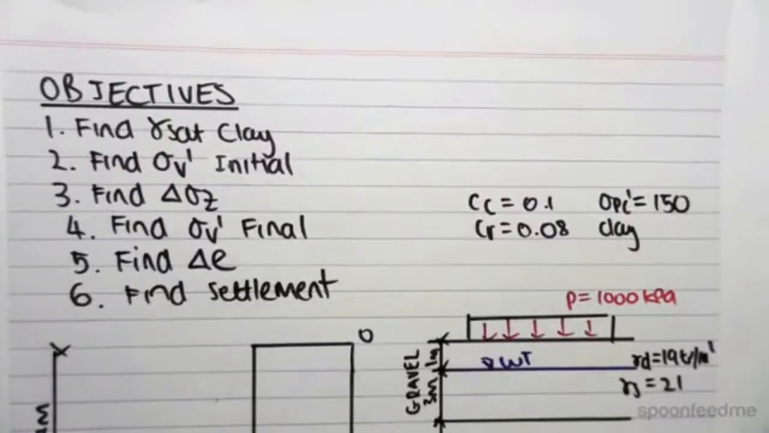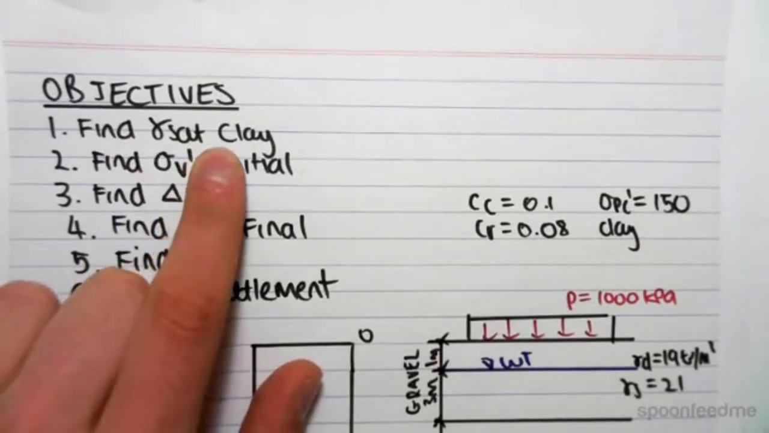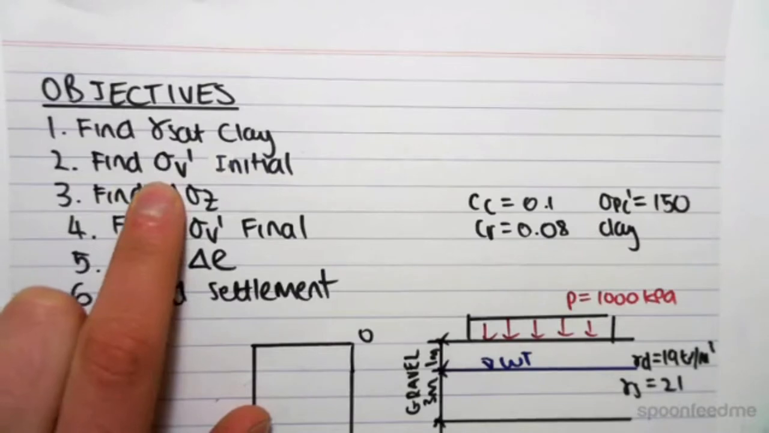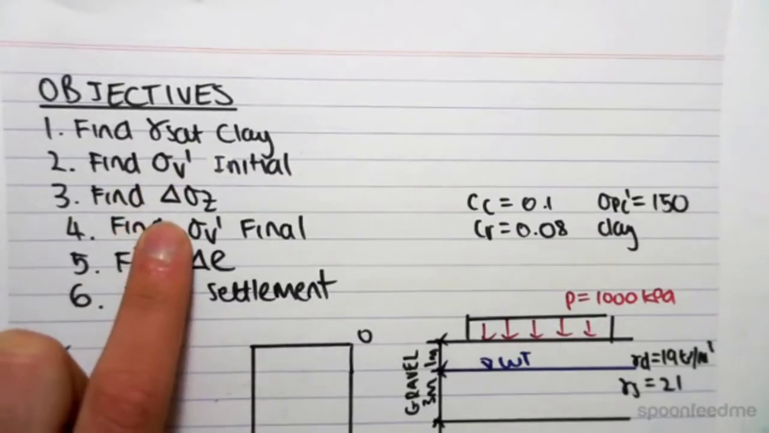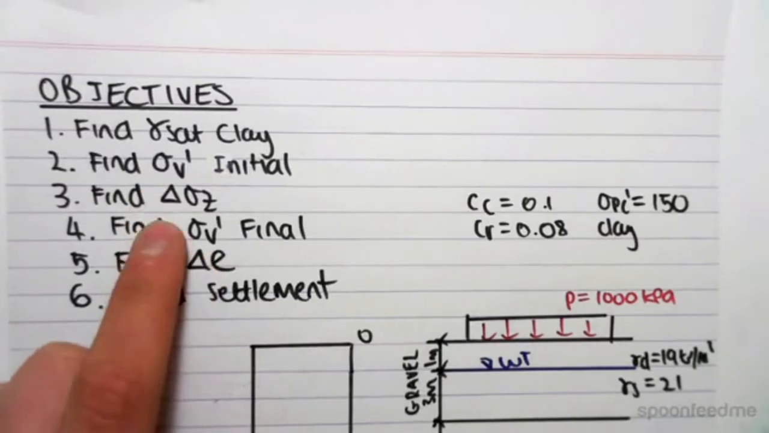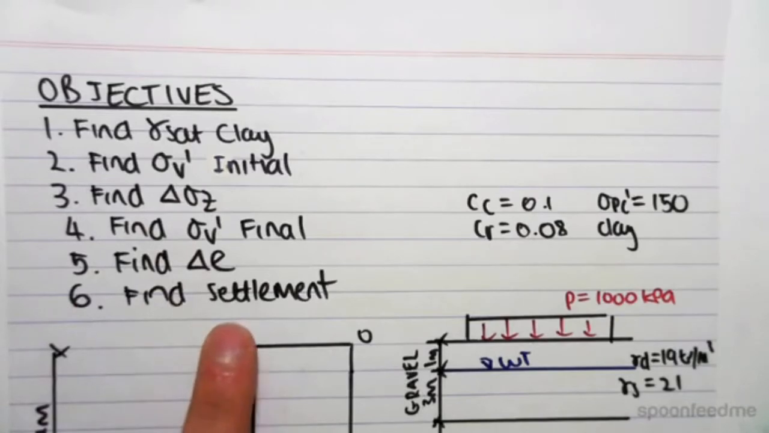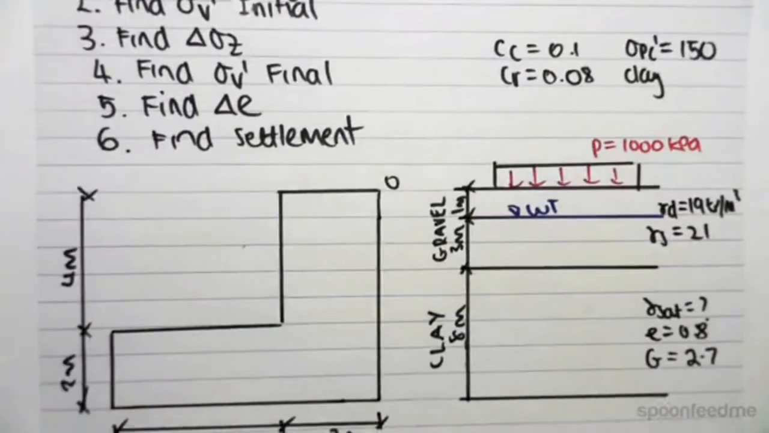Hey guys, the main objective of this video is to find the settlement in a layer, but before that we're going to have to find the saturated unit weight of clay, the initial effective stress, the change in effective stress due to a foundation, and the final effective stress. We're then going to use this information to find the change in the void ratio, and then we can find the settlement. So let's look at the example we've been given.